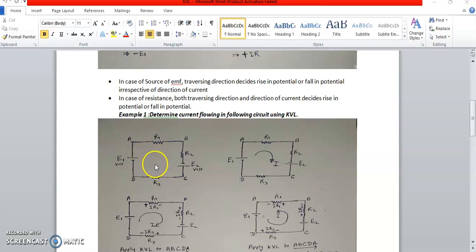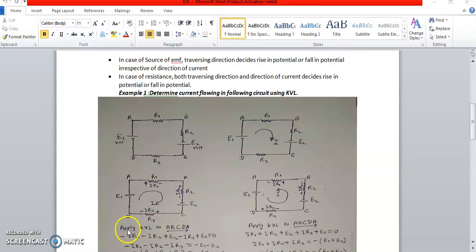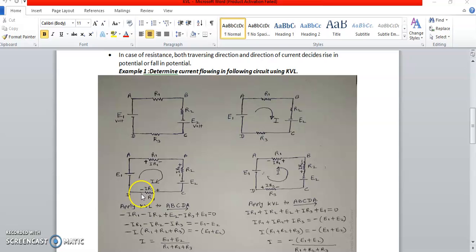First, we have to assume a suitable direction of current through this closed path. I have taken clockwise direction of current in this closed path, and then we have to write the KVL equation to this closed path. A, B, C, D, A means we are traversing from A to B, B to C, C to D and D to A, and writing the KVL equation.